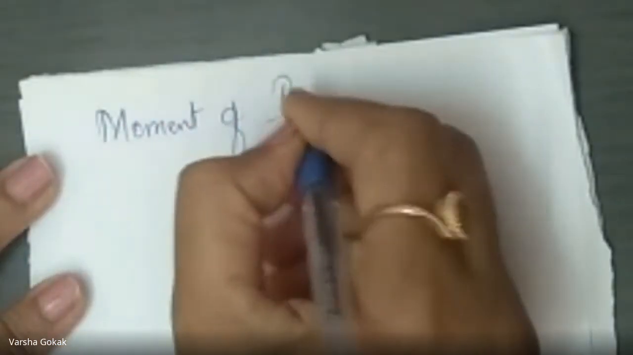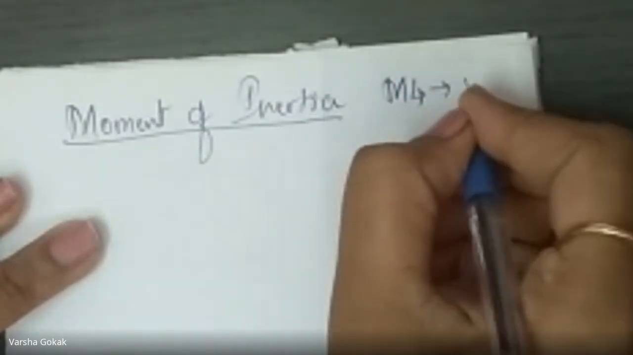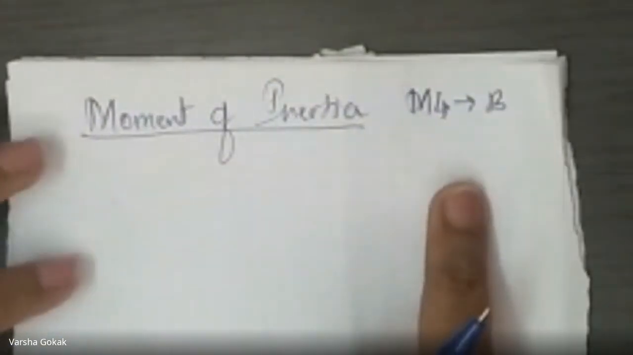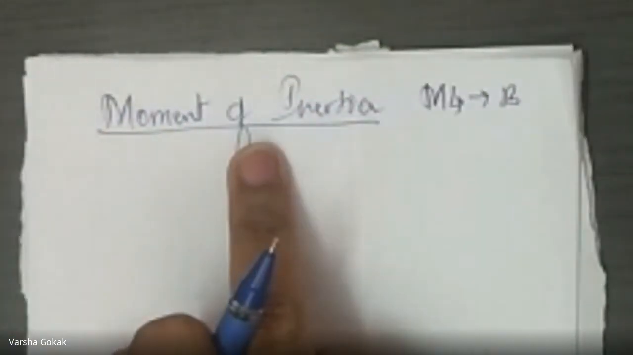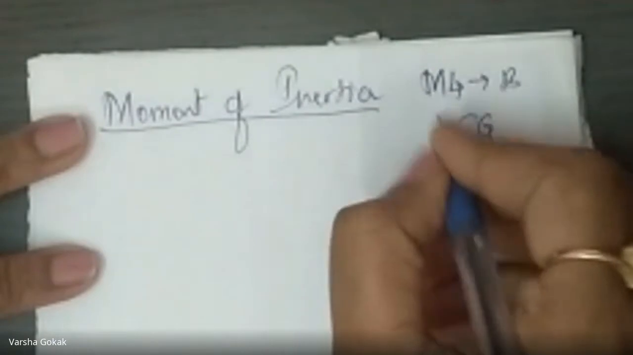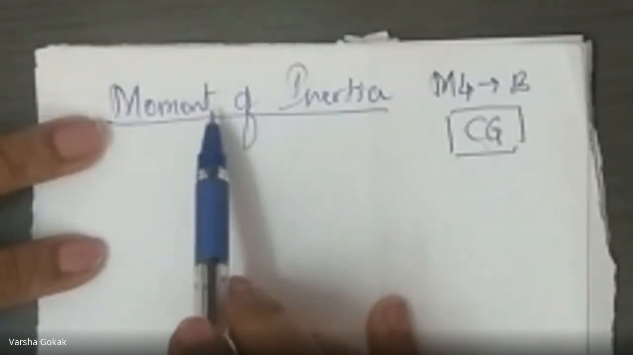Moment of inertia. Okay, so we will be starting with module 4. This belongs to module 4, part B. Part A is centroid and part B is moment of inertia. Right now, for moment of inertia, the prerequisite is centroid, CG. Without finding the CG of a particular figure, I will not be able to find its MI.